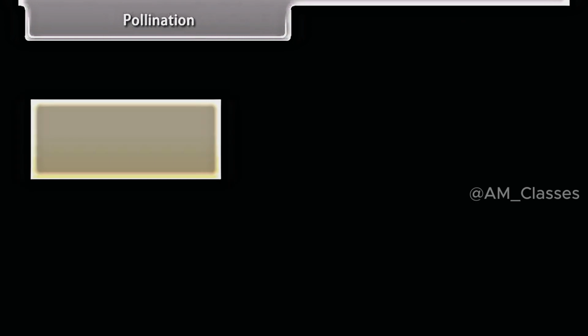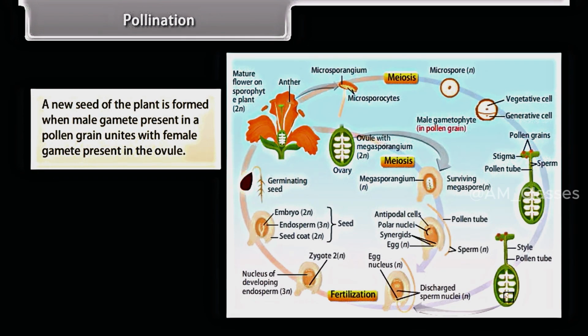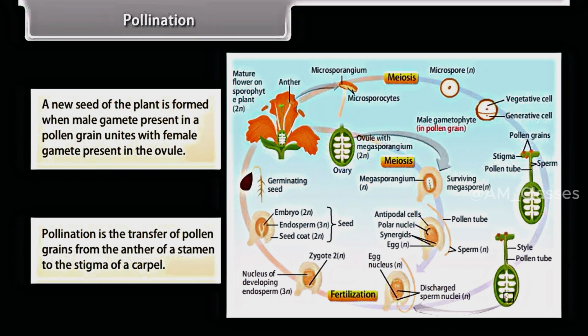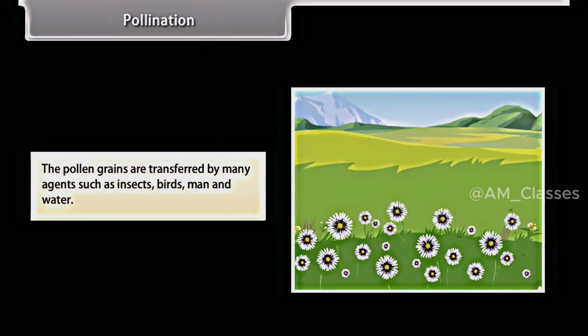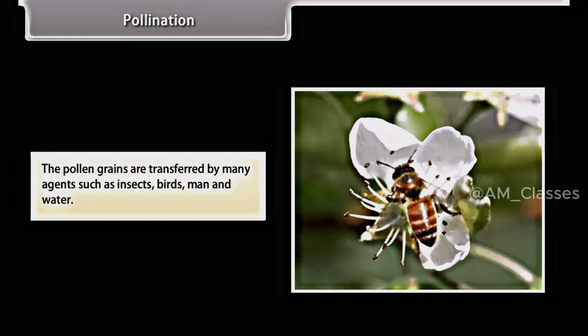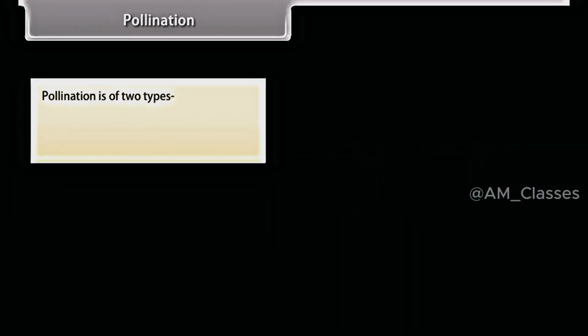Pollination. A new seed of the plant is formed when male gamete present in a pollen grain unites with the female gamete present in the ovule. Pollination is the transfer of pollen grains from the anther of a stamen to the stigma of a carpel. The pollen grains are transferred by many agents such as insects, birds, man and water. Pollination is of two types: self-pollination, cross-pollination.